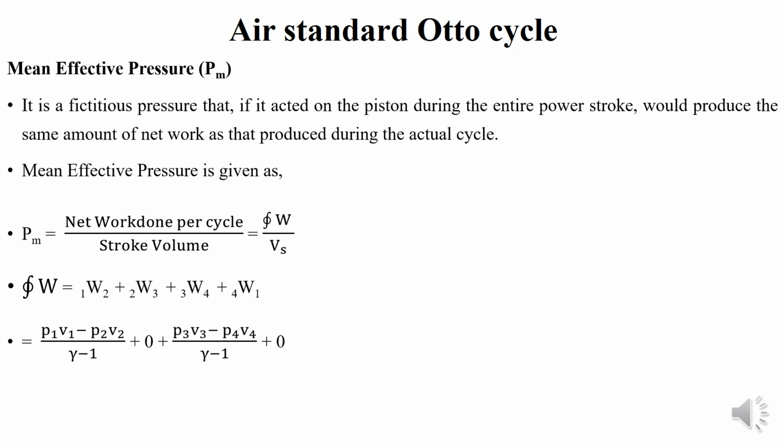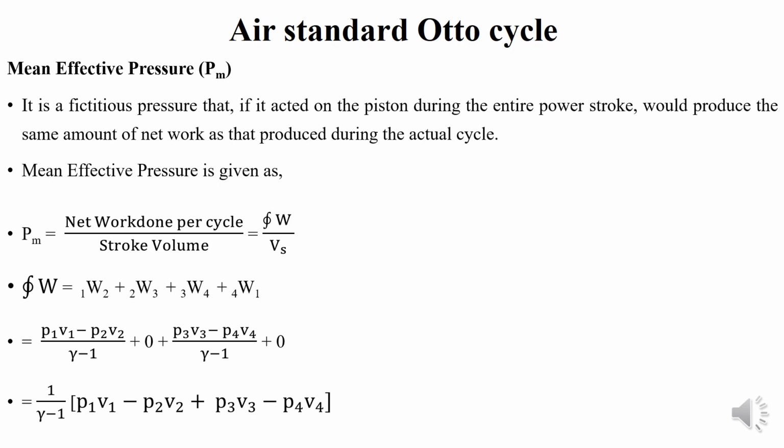It is given like this: 2 to 3 and 4 to 1 are 0 because it is a constant volume process, hence it will become 0. The other two we have already discussed. Gamma minus 1 is common, take it outside. So what you will get: P1 V1 minus P2 V2 plus P3 V3 minus P4 V4. Now what you have to do, all these pressure and volume terms, remember in mean effective pressure, you have to get in terms of temperatures.